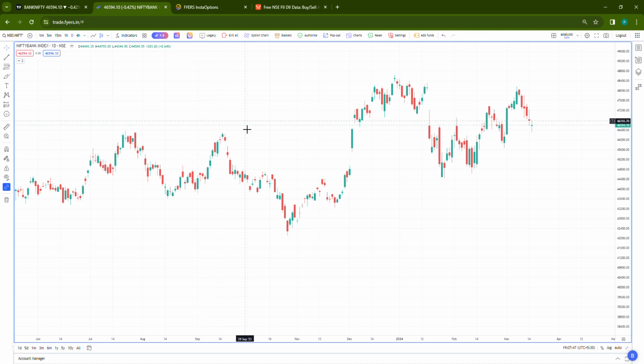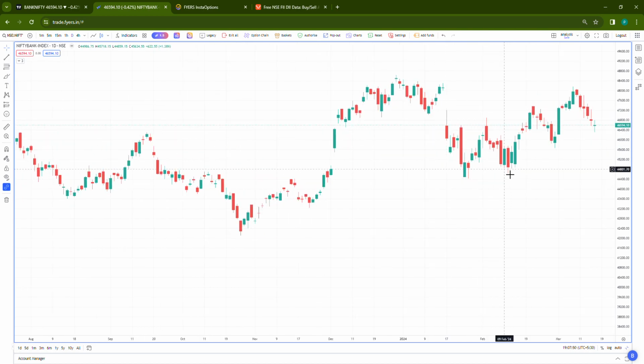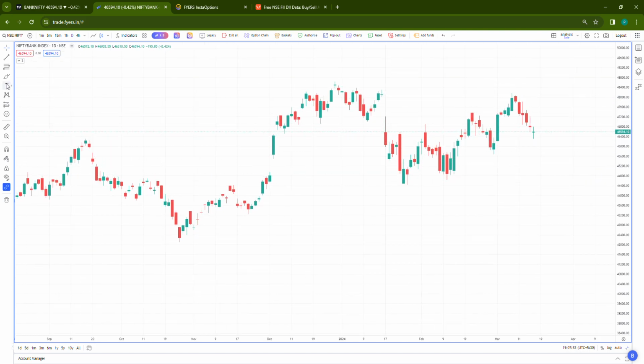If you see from here, every time we are making a higher low and a higher high, and every time we get an upside rally, we also get a downside rally. So unless the previous day's, that is Friday's, lows are broken.